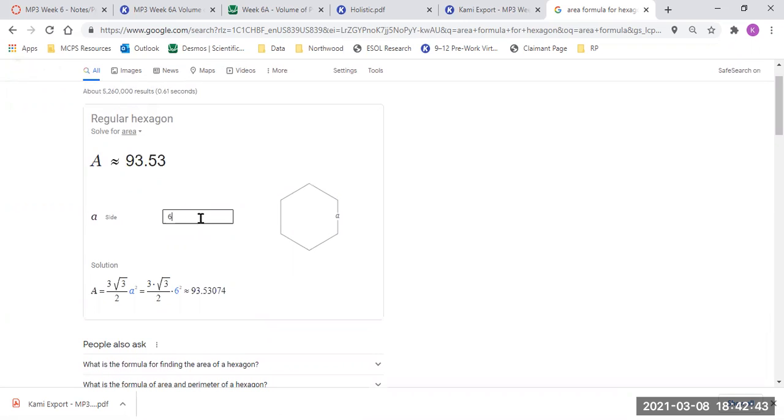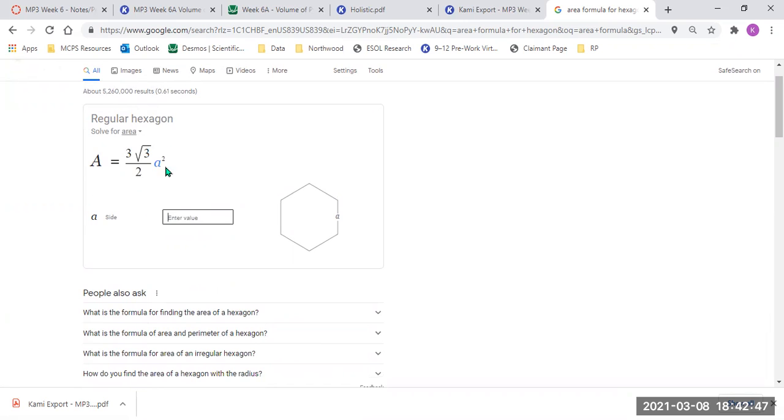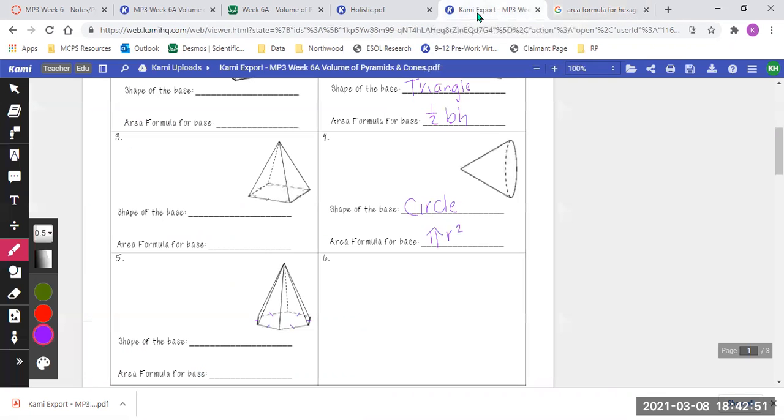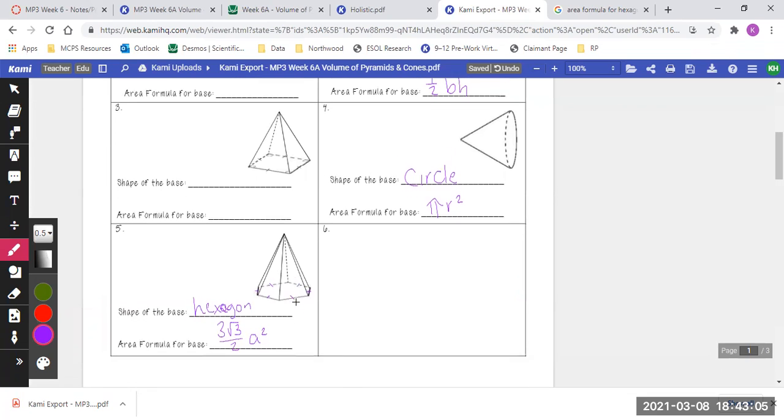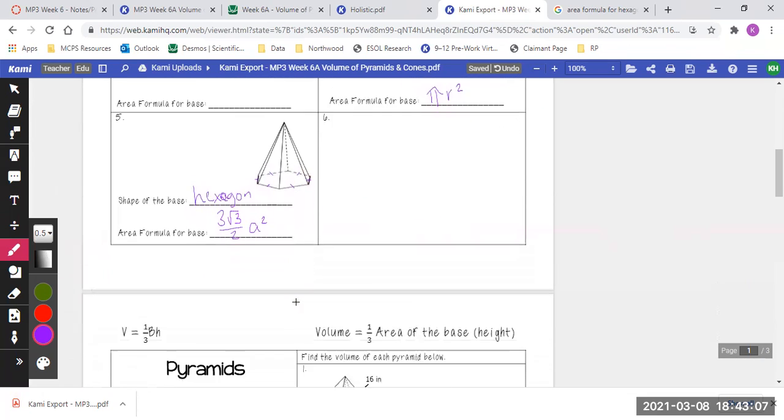All right. So for the area of a hexagon, feel free just to type this in there. And I'll show you. 3 root 3 over 2 times A squared. And that is a hexagon. Oops, my A looks funny, but that is fine. Typing is totally fine as well.